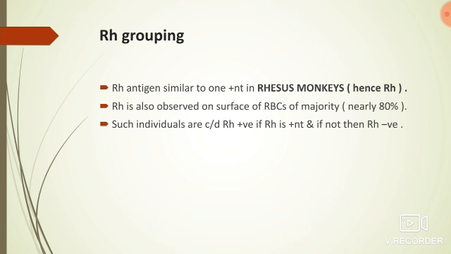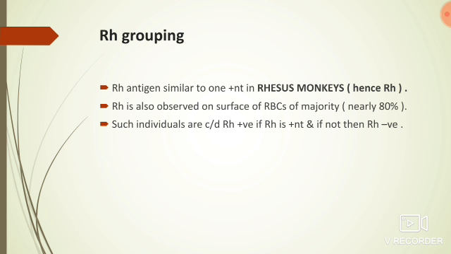Now the second one, Rh grouping. Rh stands for rhesus monkeys, as this Rh antigen is similar to one that is present in rhesus monkeys, so this blood grouping is also named as Rh grouping. Rh is observed on the surface of RBCs of the majority, nearly 80%.